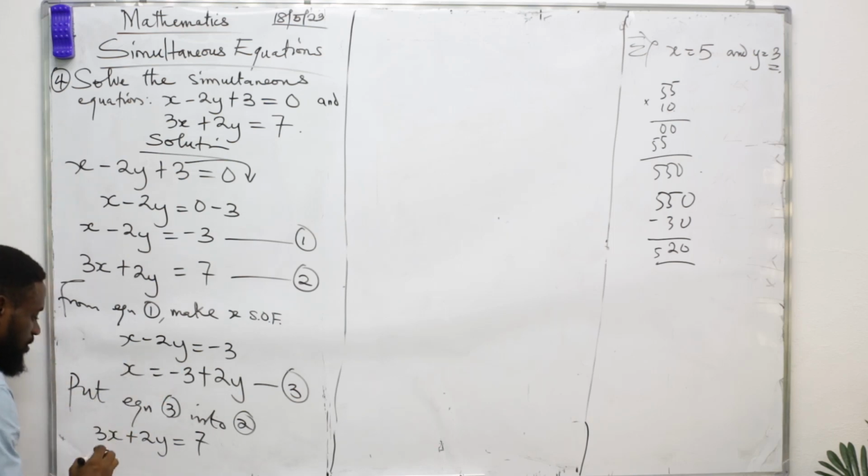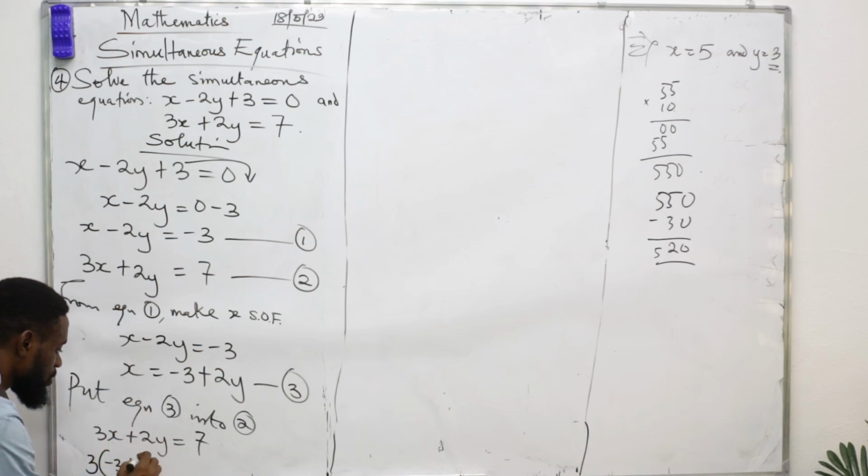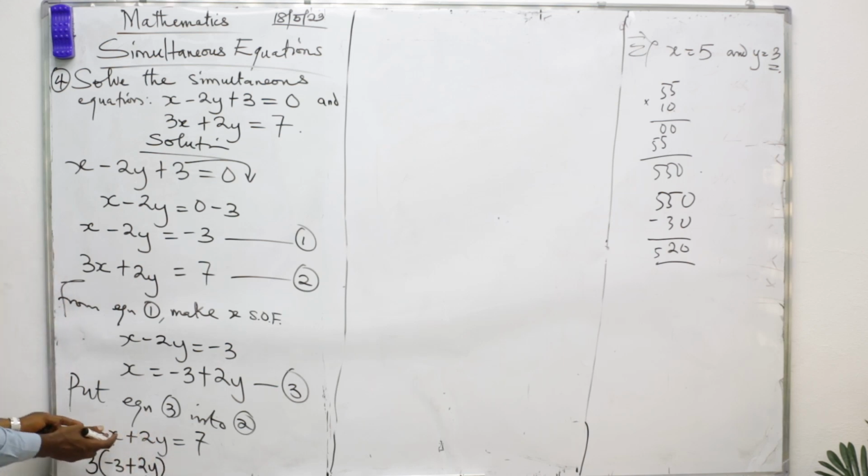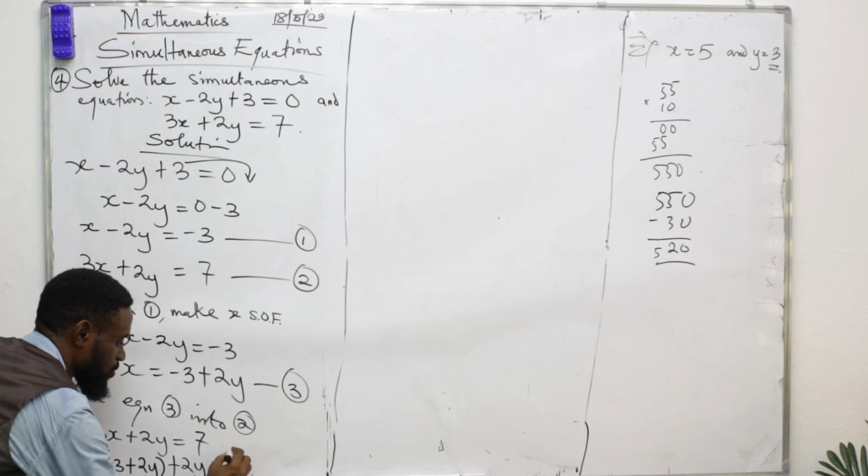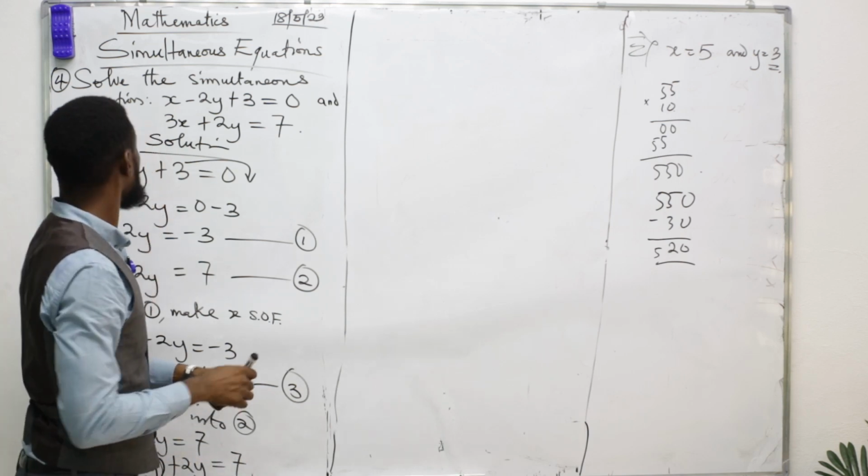So this means 3 we'll now be multiplying minus 3 plus 2y. Are you following that? Now we are done with this. Remember, we still have this, so this is plus 2y is equal to 7. All right.